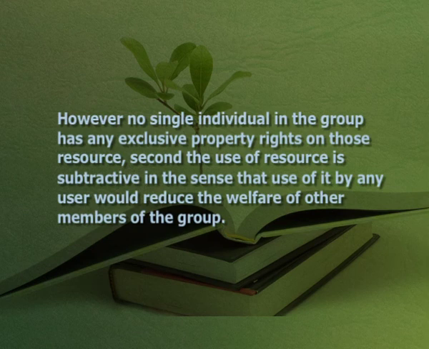There are two basic characteristics of all common property resources. First, a well-defined group or community has exclusive rights on the use of the resource. There is the non-excludability condition that no member of that community can be excluded from the use of the resource. However, no single individual in the group has any exclusive property rights on those resources. Second, the use of the resource is subtractive in the sense that use of it by any user would reduce the welfare of other members of the group.